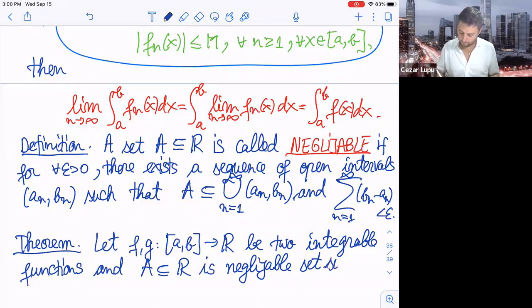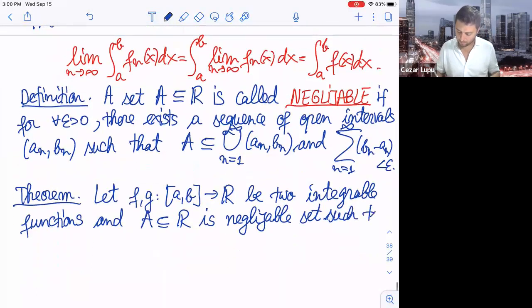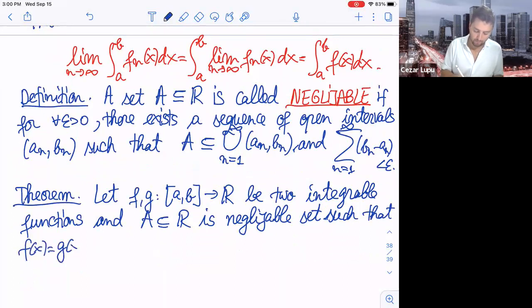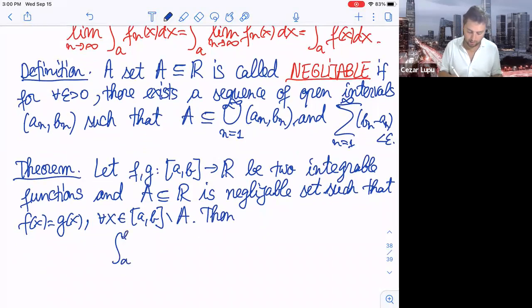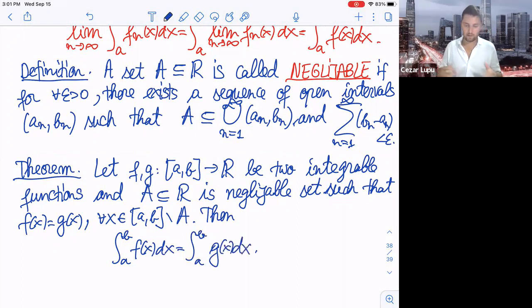Such that f and g are equal for all x in B minus set A. Then their integrals are equal. Then the integral over A of f is the same as the integral of g. All right, great. So I don't care about negligible sets. I take them out, it's fine.